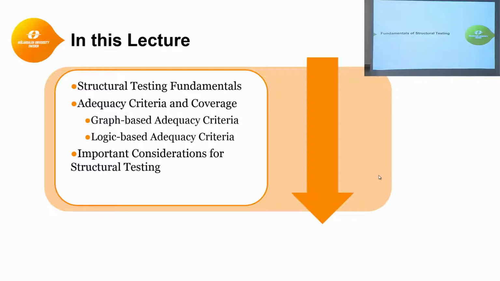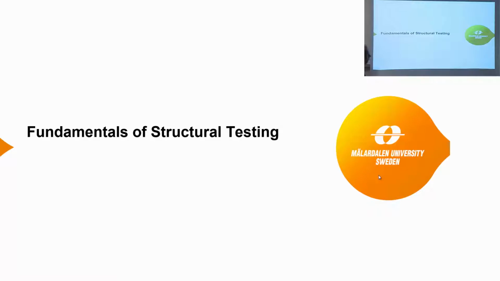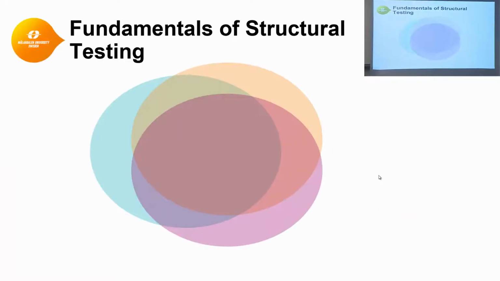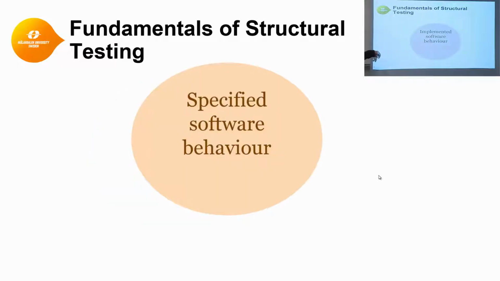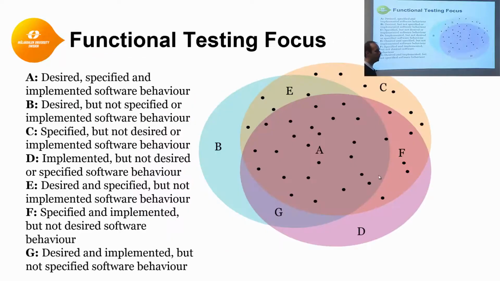Okay? So, fundamentals of structural testing. You remember these circles. Let me just talk about where we are on the map here. We talked about the desired software behavior, the specified software behavior and the implemented software behavior. We put these on top of each other and we said that if we focus on functional specification-based test design, our resulting test cases will end up mostly in the specified software behavior, right? Because we're using the specification as the base of the test design.